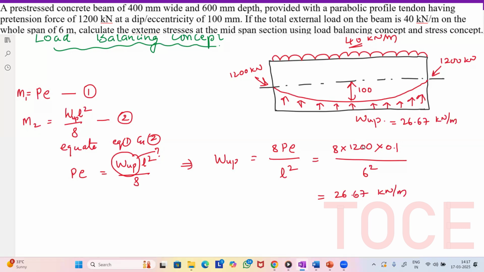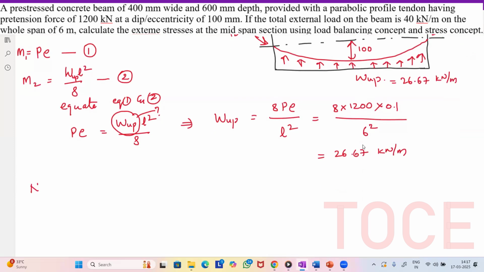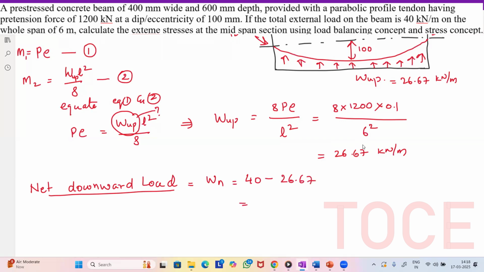So now let us find out what is that net downward load. Net downward load is equal to, let it be Wn. So Wn will be equal to 40, that is the external load, minus the upward thrust, that is 26.67. Okay. So the net load will be 13.33 kilonewton per meter.